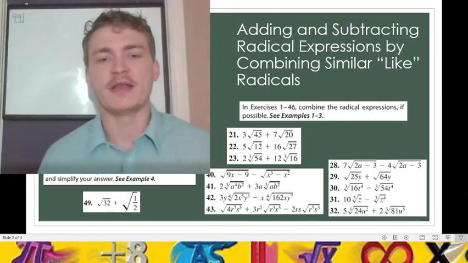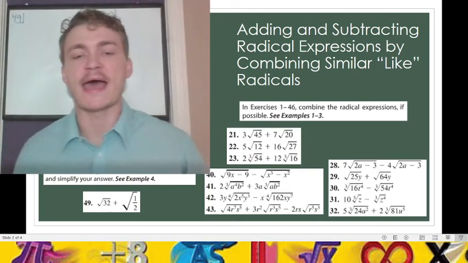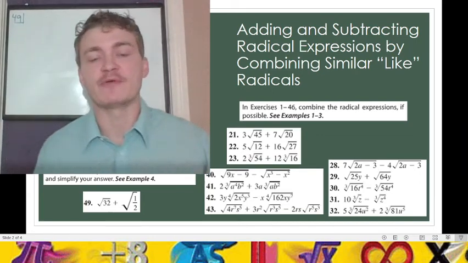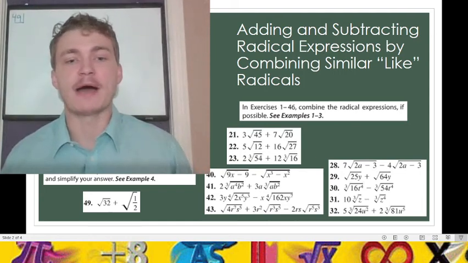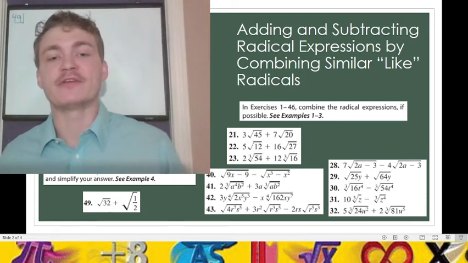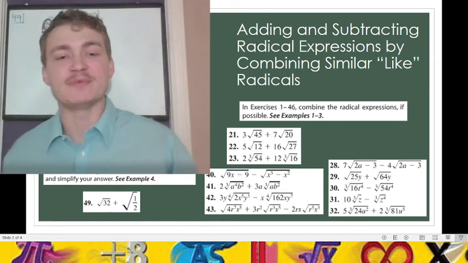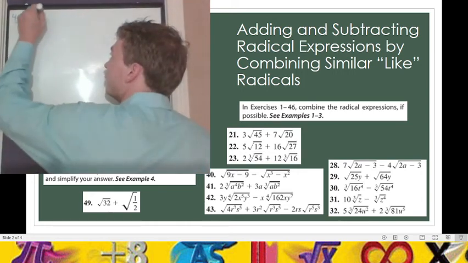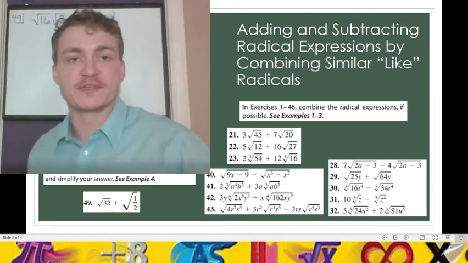For number 49, simplify the following expression, square root of 32 plus the square root of 1/2. Now keep in mind, when we simplify radical expressions, our radical must not contain a perfect nth power factor. Here, working with the square root, we cannot have a factor under the radical that's a perfect square. So for 32, rewriting it as 16 times 2, where the factor of 16 is a perfect square factor.